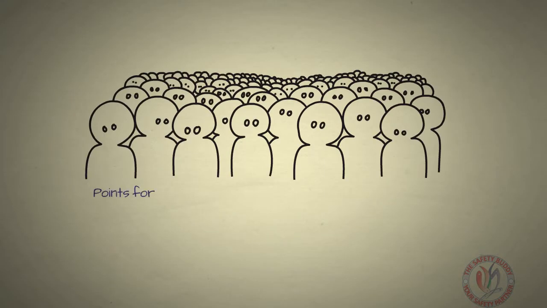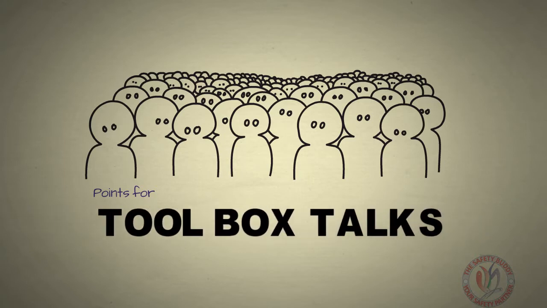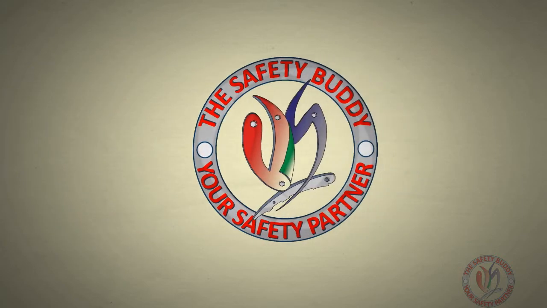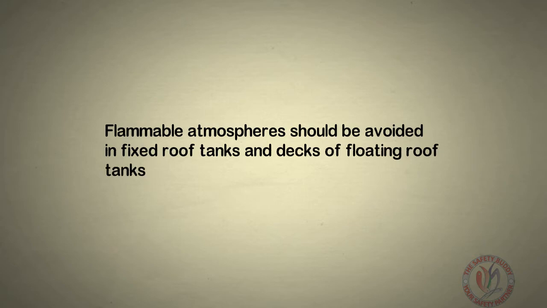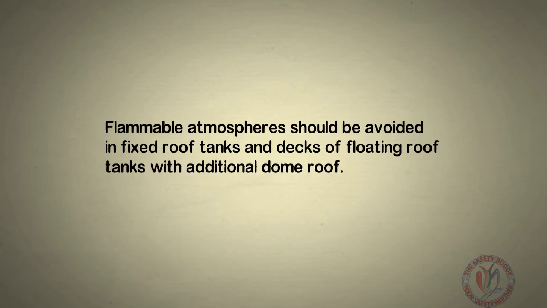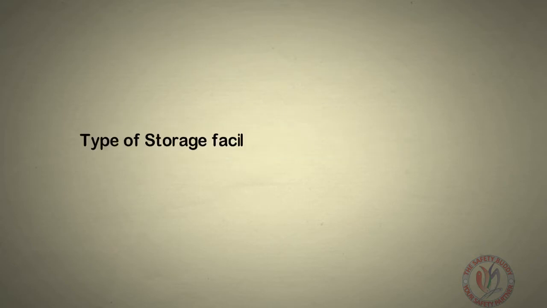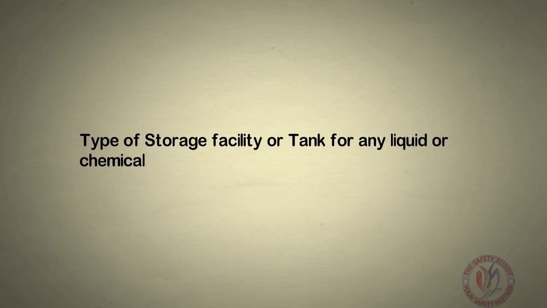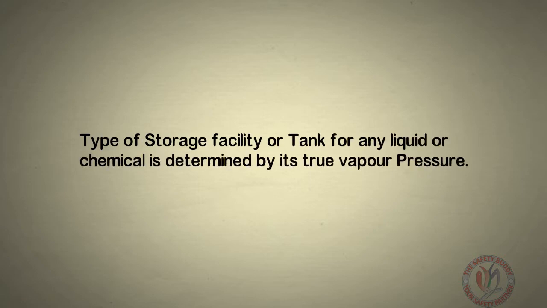Today we will learn about the basic toolbox talks which need to be given to the operators or new employees relating to operational safety performance of your institutions. Let's start. Flammable atmospheres should be avoided in fixed roof tanks and decks of floating roof tanks with additional dome roof. Type of storage facility or tank for any liquid or chemical is determined by its true vapor pressure.